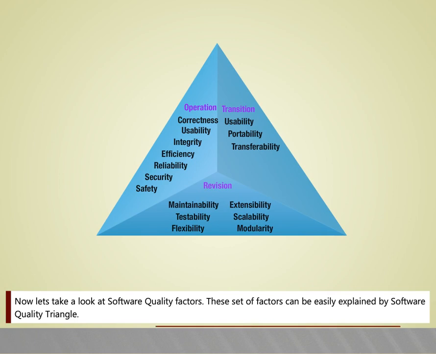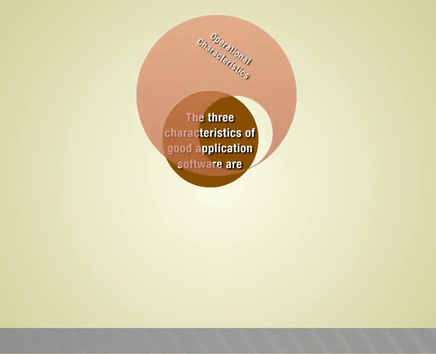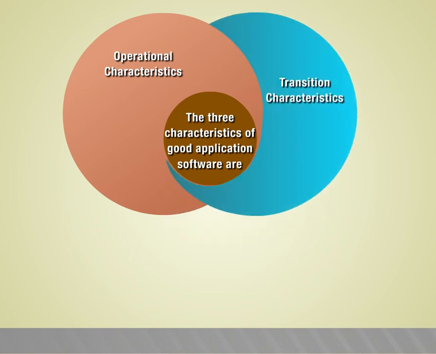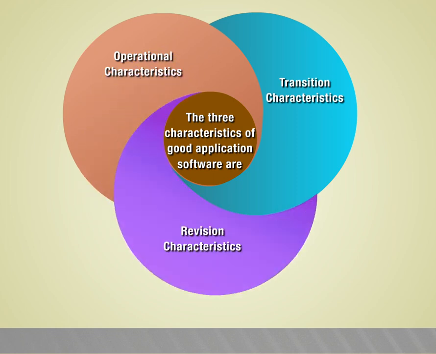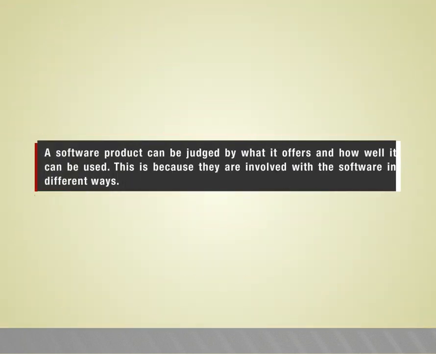Now, let's take a look at software quality factors. These set of factors can be easily explained by the software quality triangle. The three characteristics of good application software are operational characteristics, transition characteristics, revision characteristics. A software product can be judged by what it offers and how well it can be used. This is because they are involved with the software in different ways.